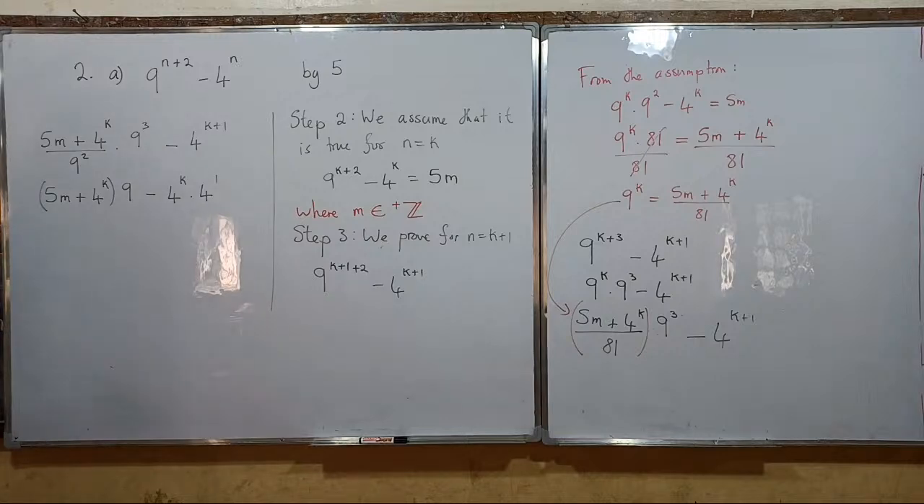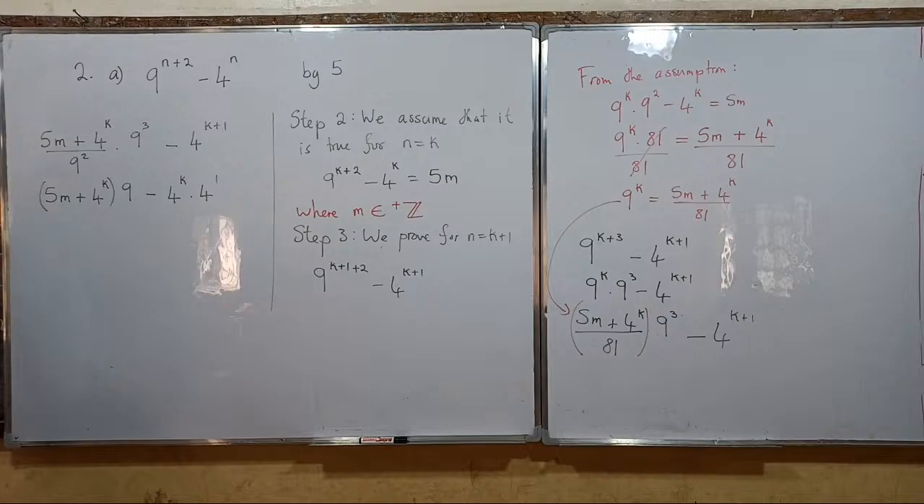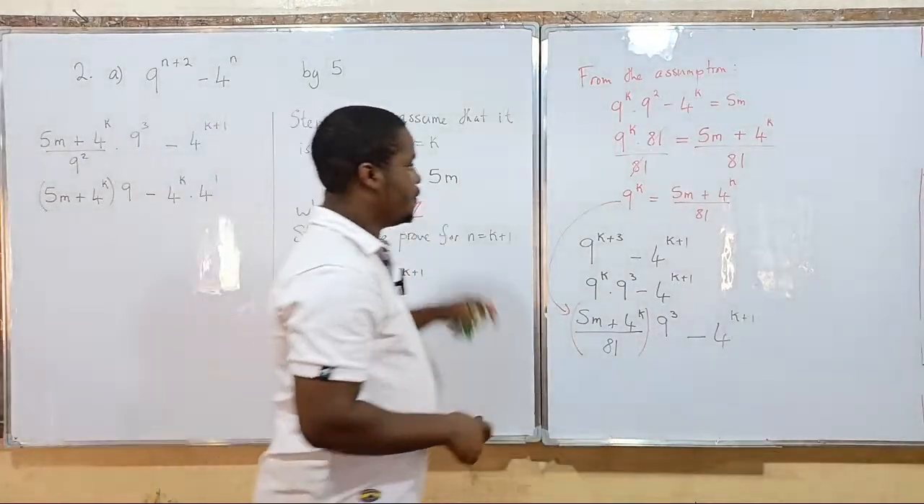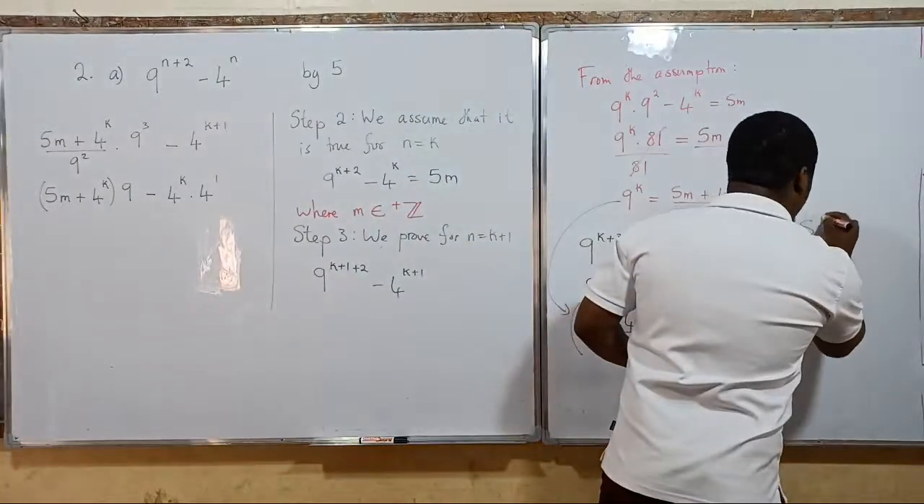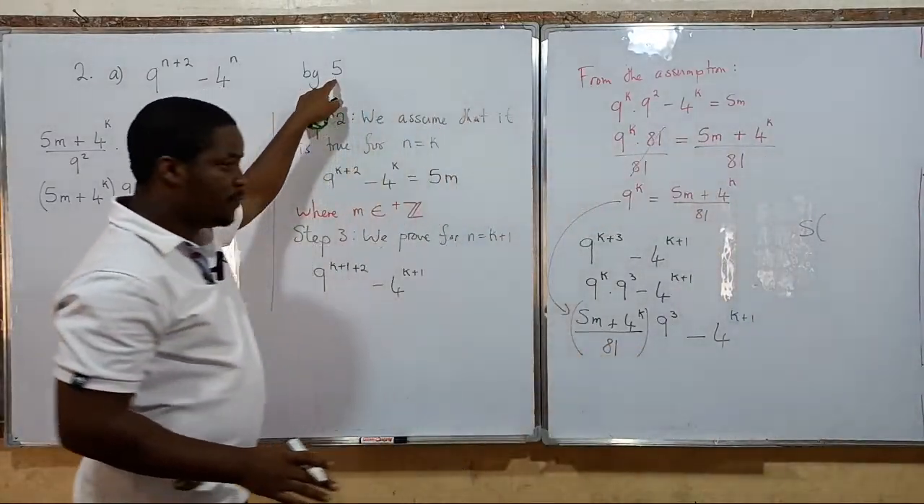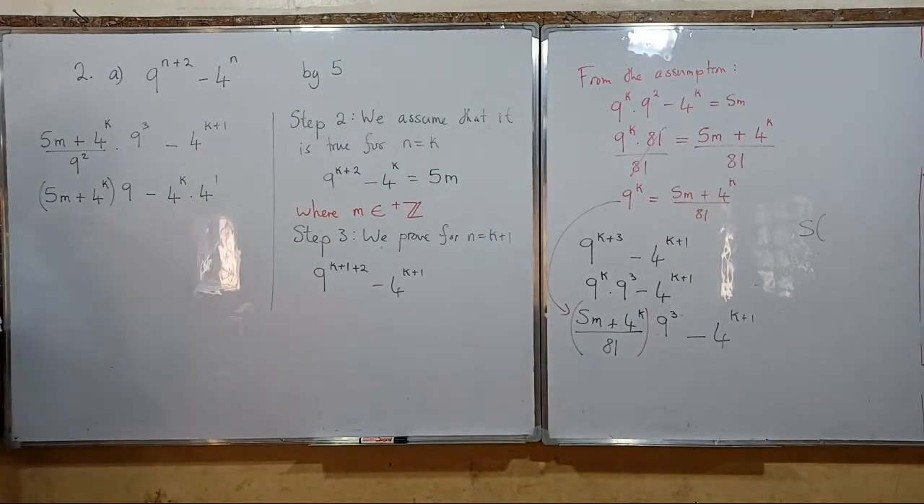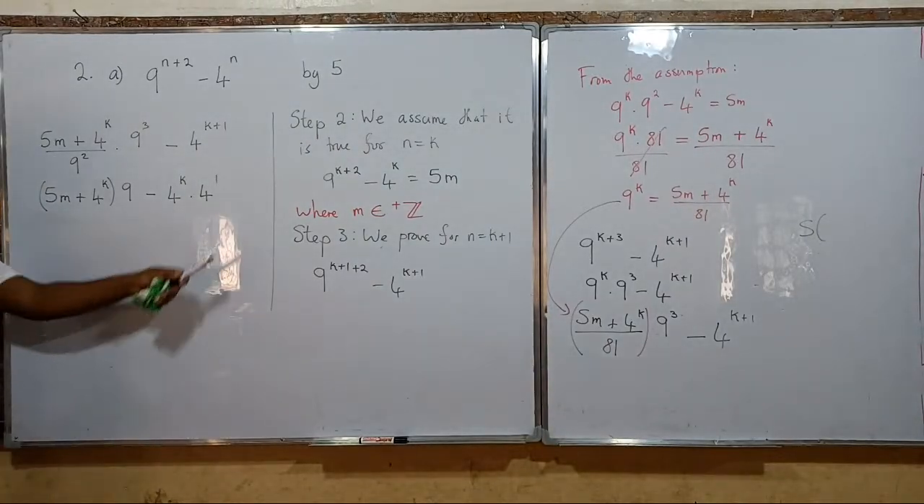So for us to prove that it's true for k plus 1, we have to make sure that throughout we're able to factor out a 5. Because if you factor out a 5, it means that it's divisible by 5. So you can have 5 multiplied by anything inside the bracket, then the statement is true. Because we're looking for divisible by 5. Can we factor out a 5?